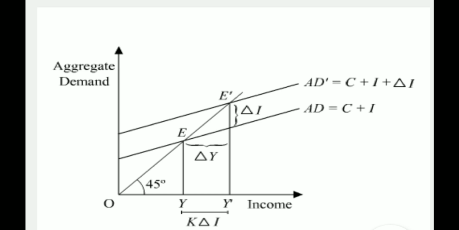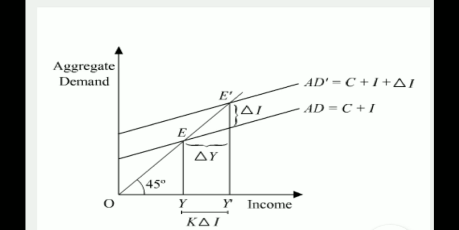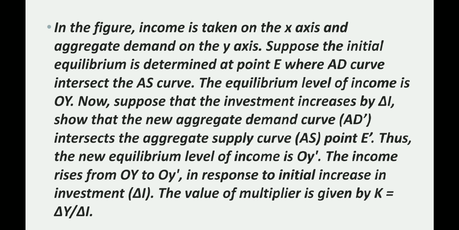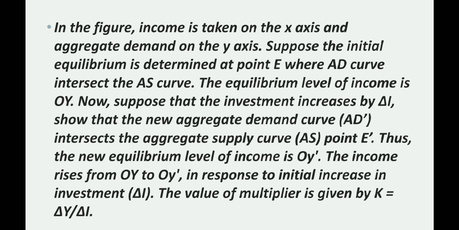Graphical representation of investment multiplier. Here in the figure, income is taken on the x-axis and aggregate demand on the y-axis. Suppose the initial equilibrium is determined at point E, where AD curve intersects AS curve, aggregate demand curve intersects aggregate supply curve. The equilibrium level of income is OY.